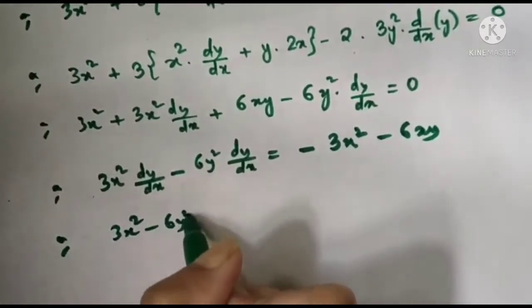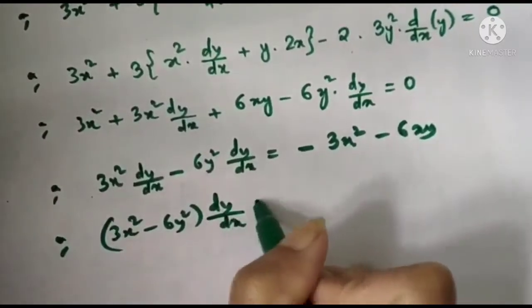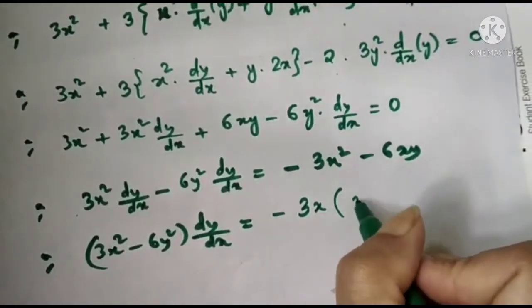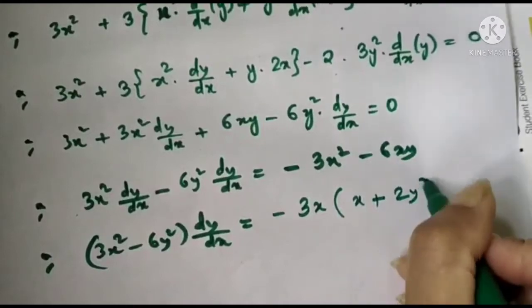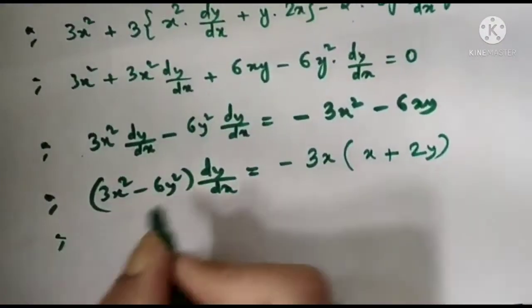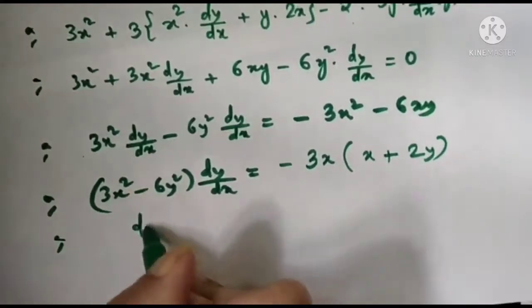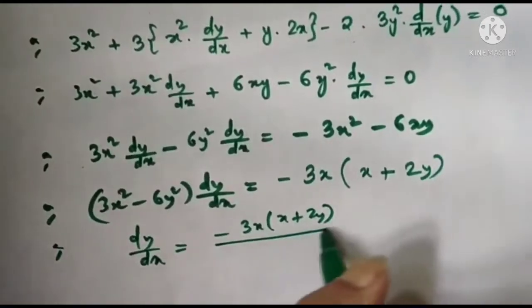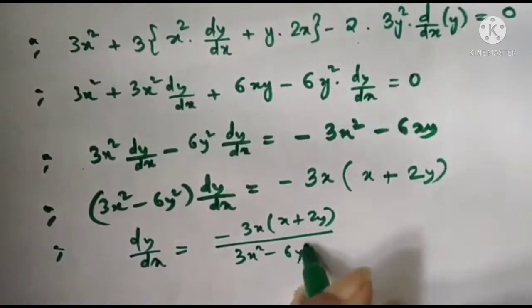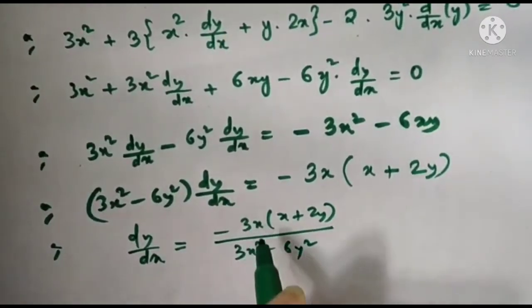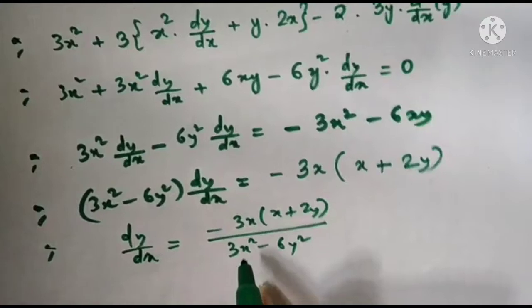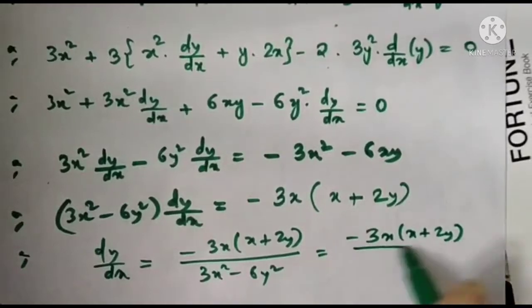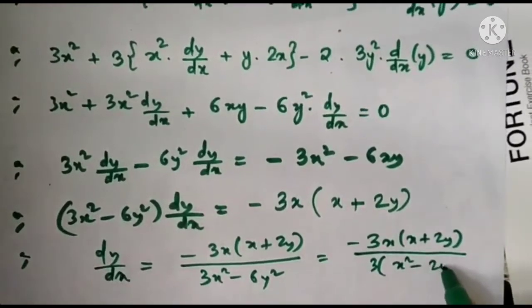3x square minus 6y square, times dy by dx, equals, here I can see 3 is common, x is common, so I will have over here minus 3x into x plus 2y. Correct? Now take this whole thing to the right hand side. So you will have dy by dx equals minus 3x into x plus 2y upon 3x square minus 6y square. Now you can see that in the denominator also 3 is common. So it can be pulled out: 3x into x plus 2y divided by 3 common, so you'll have x square minus 2y square.